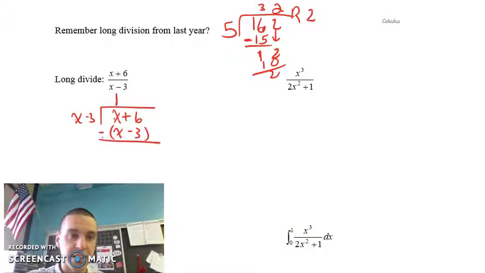We're subtracting that. x minus x is 0. 6 minus negative 3 is 9. So you get remainder 9. So x minus 3 goes into, excuse me, x plus 6 once with a remainder of 9. Let's just try this one.